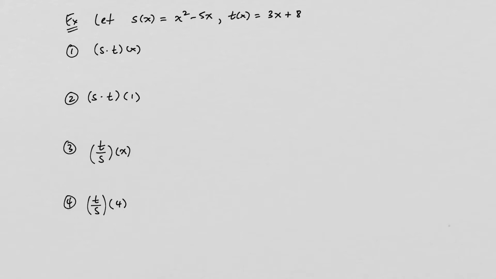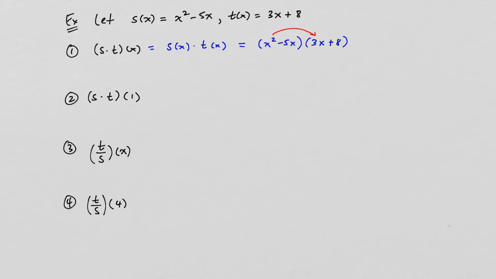In this example, s of x is the function x squared minus 5x, and t of x is the function 3x plus 8. And the first thing I want to do here is find s times t of x. And so by definition, s times t of x is s of x times t of x. And s of x is x squared minus 5x. And we're going to multiply that by t of x, which is 3x plus 8.